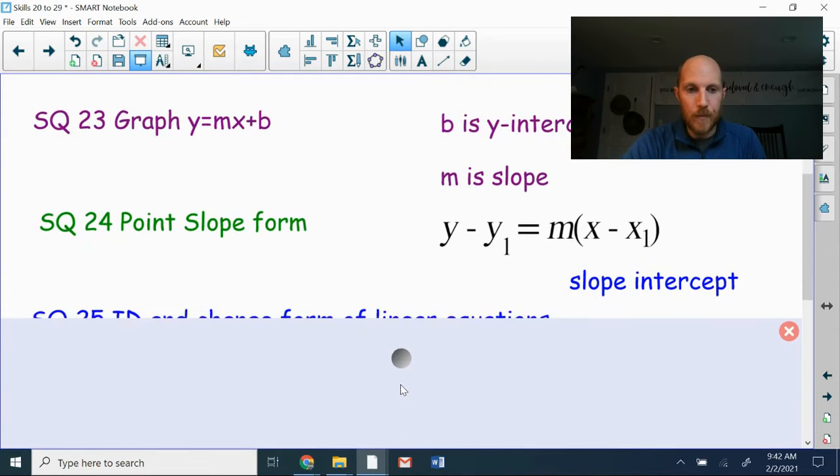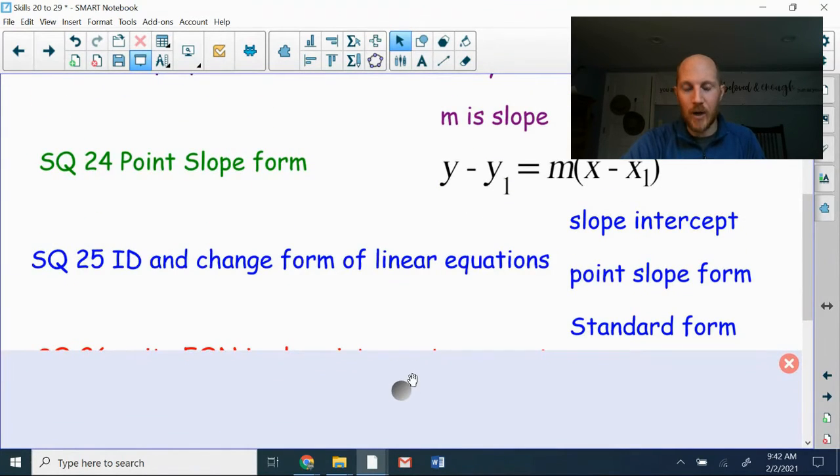Okay, skill 25, identifying and changing between the three different forms of linear equations, so slope intercept, point slope form, and standard form.